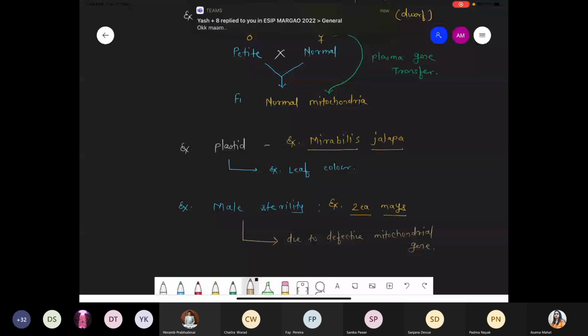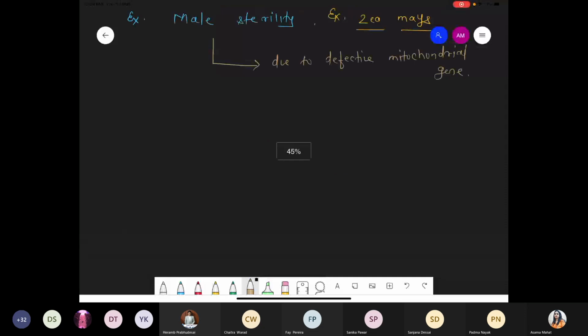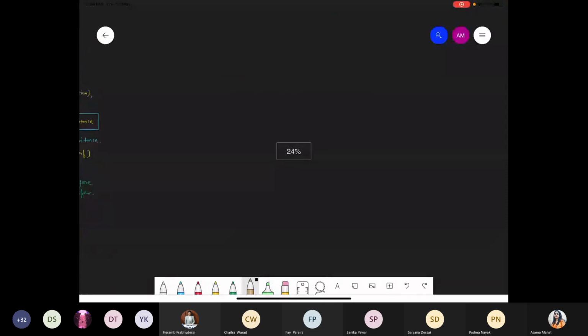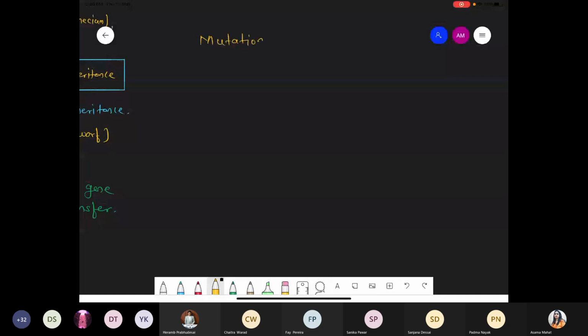So F2 is done, okay. Yes, done. Let's go. Write down the title, mutation. Again it is a little theoretical part, but easy. Write down the title. Next part of this chapter: mutation.